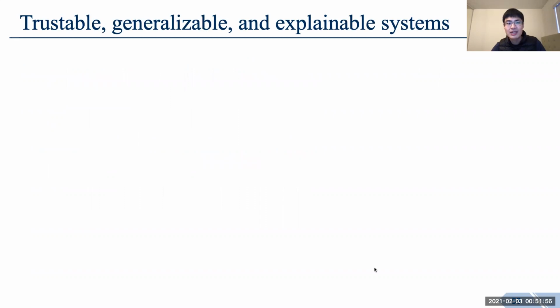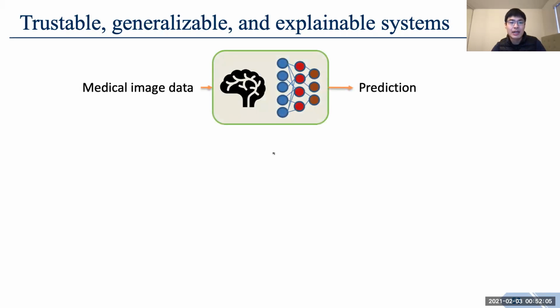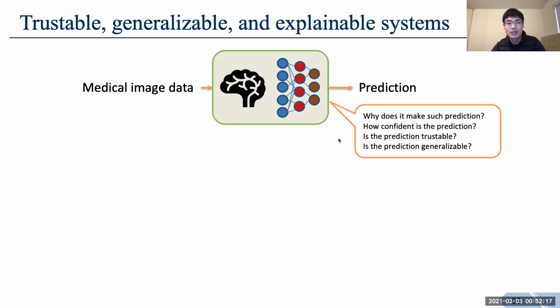And for future research, I think the following directions are very promising. One is the trustable, generalizable, and explainable system. Because generally, the deep learning system gives a prediction from the input medical image data. But for the safety-critical medical imaging task, we also need to know why the model gave the prediction and its confidence. So it is very promising to develop trustable and explainable systems for medical imaging tasks.